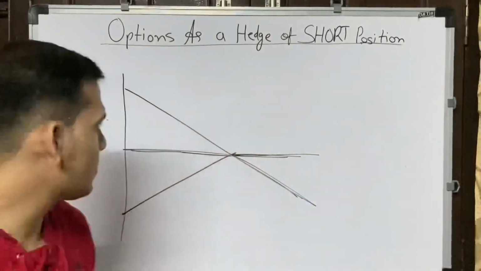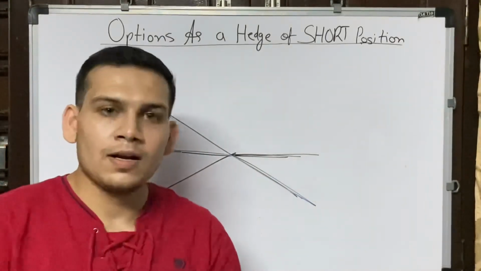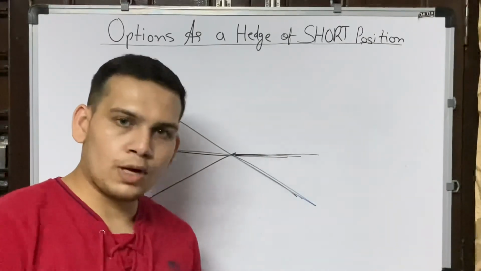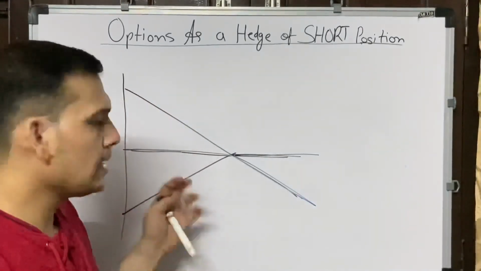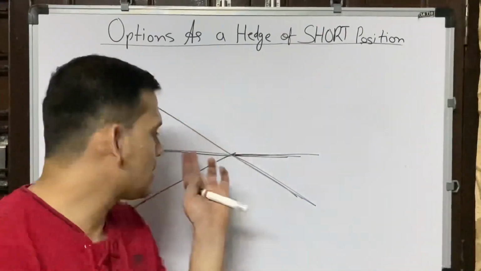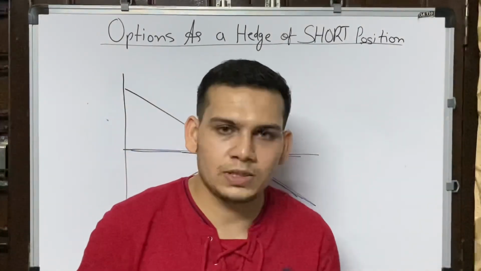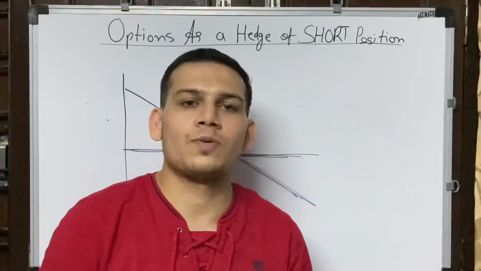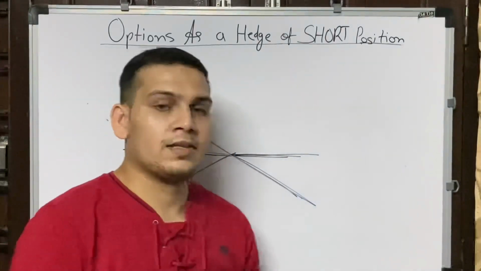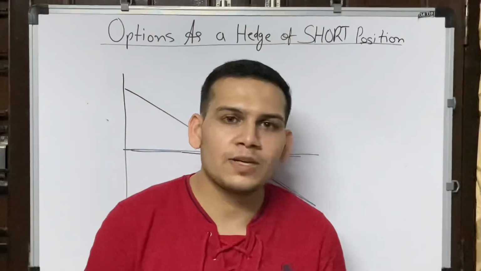You can understand that this is similar to a covered call for a long position. Here you are selling the upside, and in the previous case you were hedging the downside. So this is how we can use options in a short position. This is all we had to study in this particular video.